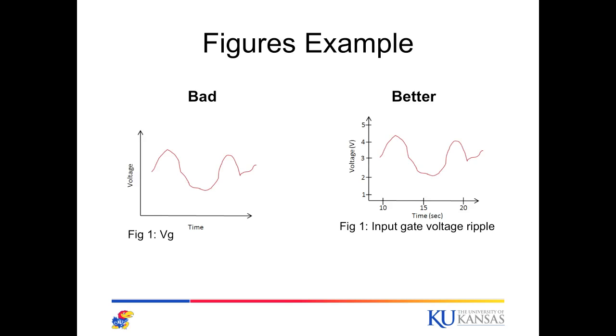So in the better example on the right, we expand the caption to say input gate voltage ripple. Okay, that actually tells us what the plot is. We can see the time and voltage axes are given a set of units, seconds and volts, and they're actually divided with numbers so we know what is in the figure.